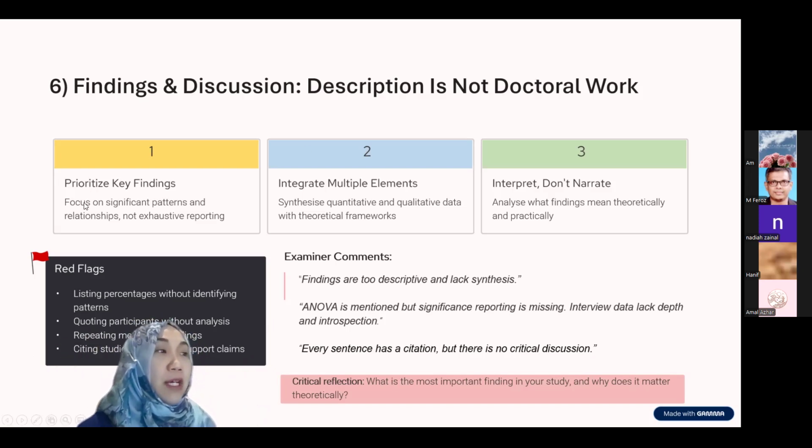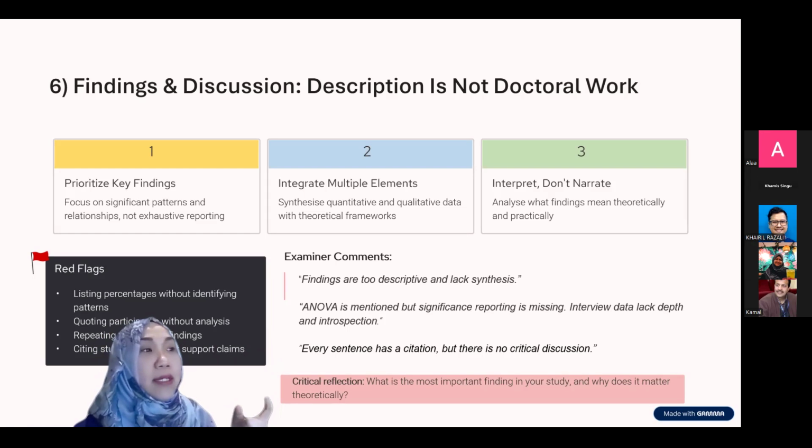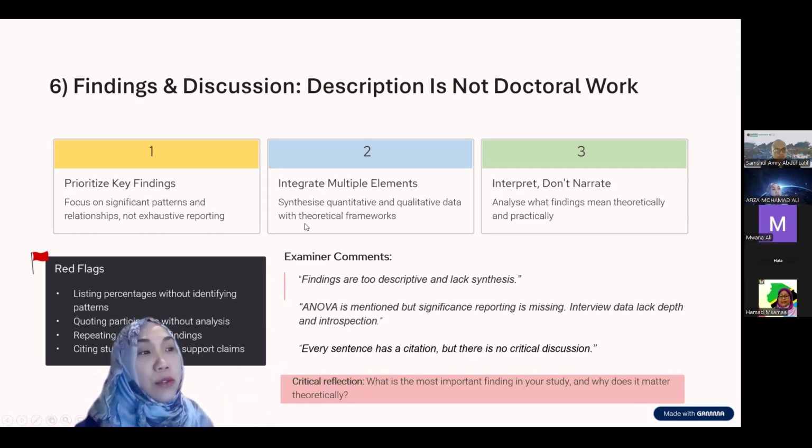So what do you do? You prioritize key findings. Look at the key findings first. Don't just simply report everything with no anchor to it. Yeah? Anchor it to your RQs. And then you synthesize the quantitative and the qualitative data with theoretical frameworks. All right? This is where the discussion happens. And thirdly, you interpret, you don't narrate. So you analyze the findings, what findings mean theoretically and practically.